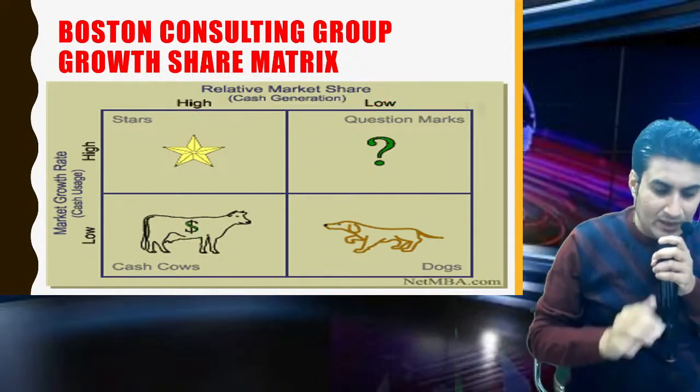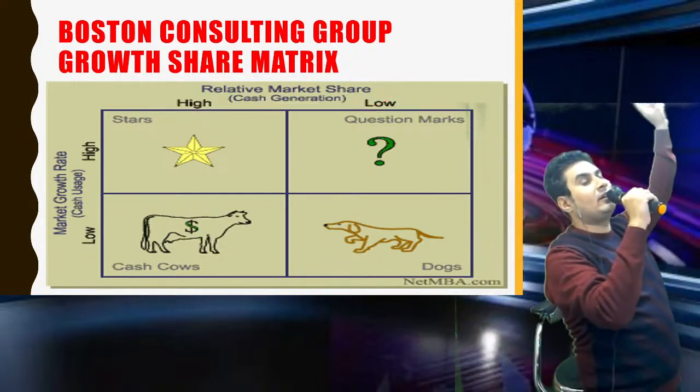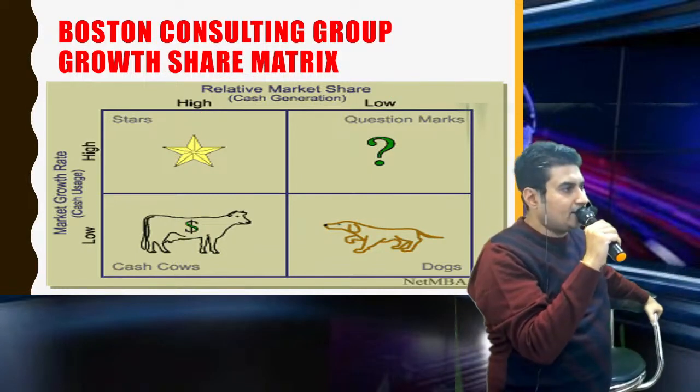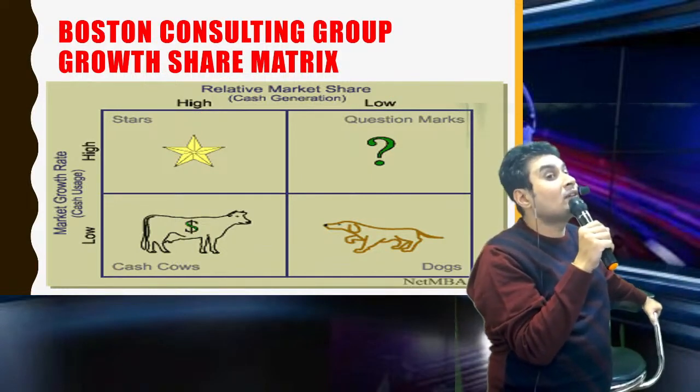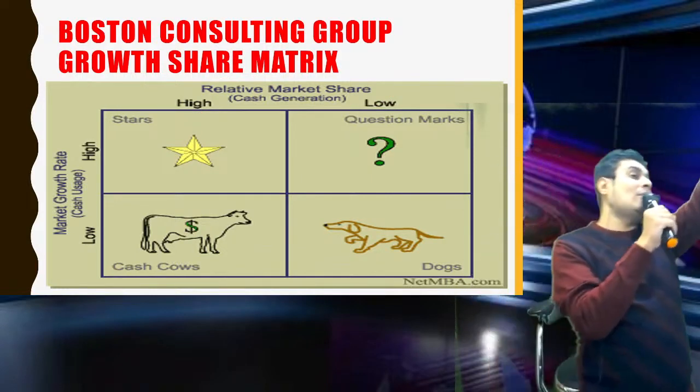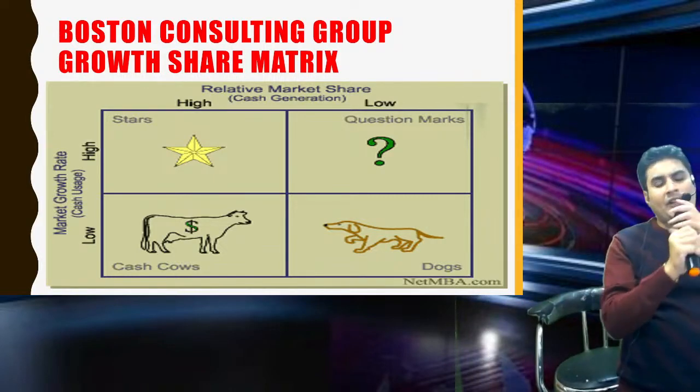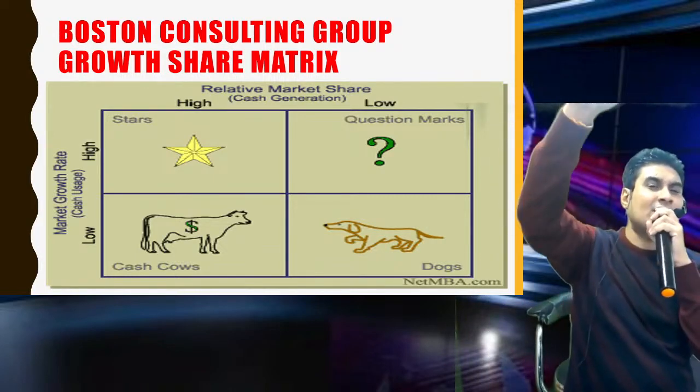Okay, concentrate. One last time, we have to see two terms. Number one, market growth rate. Number two, relative market share. Based on that, you have to classify into how many parts? Four. What are the four parts? Star, question mark, cash cow, dog.